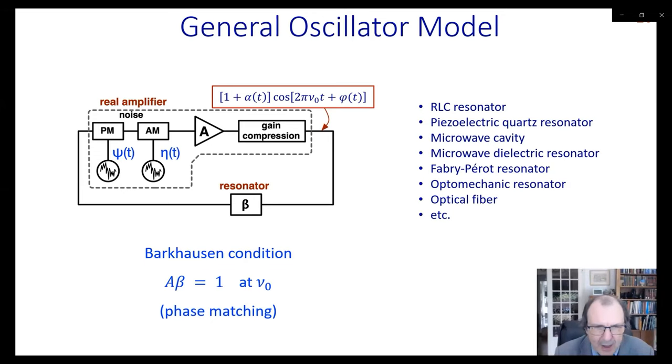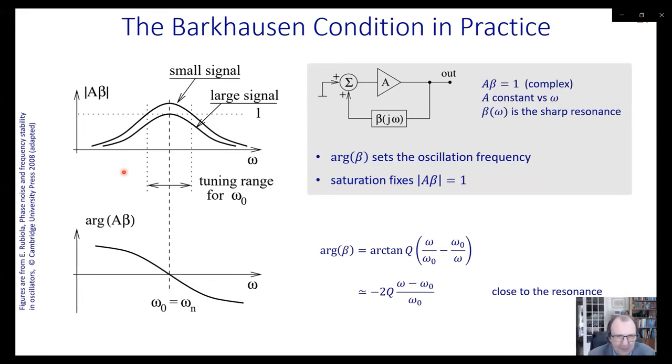The Barkhausen condition in practice looks something like that. So in small signal conditions, we must have a loop gain greater than 1. The exact condition, loop gain equal 1, cannot be achieved in practice because it requires infinite accuracy forever. So we need a loop gain greater than 1 to raise the oscillation from noise or from the switch-on transient, and then at the given power level, the amplifier compresses the signal, and this reduces the loop gain to 1.